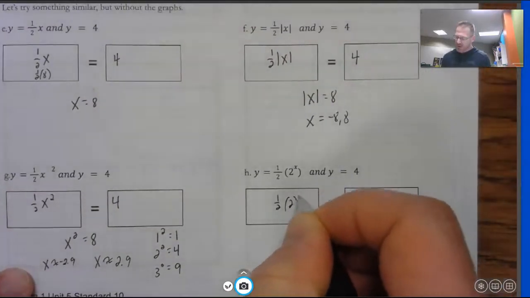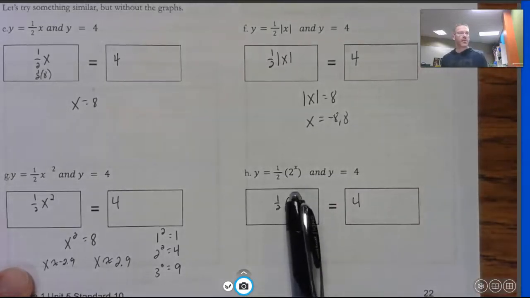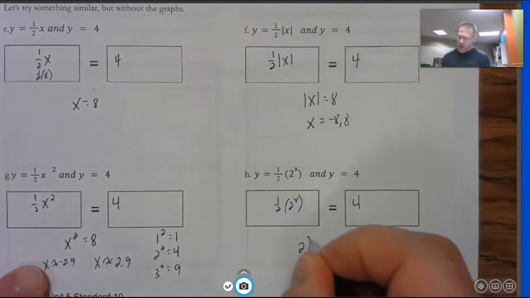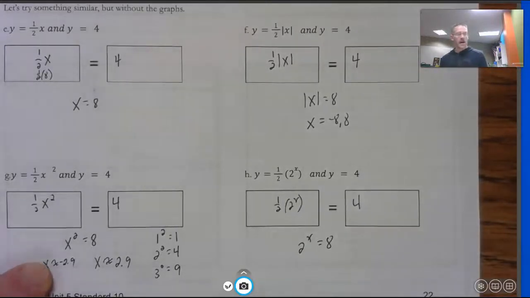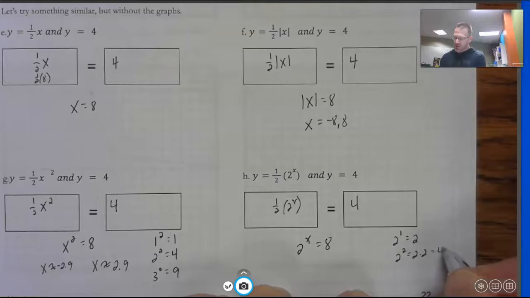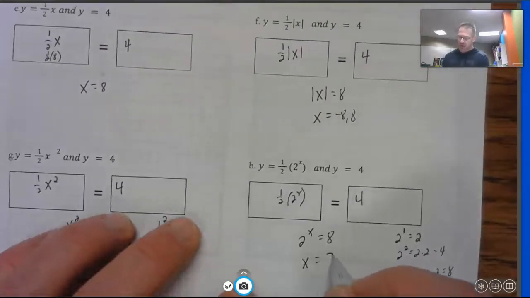All right, so let's go to this, right? 1/2 times 2 to the x is equal to 4. So once again, half of what is 4? 8. All right, so 2 to the x is 8. And once again, if we go through our powers of 2, 2 to the first power is 2. 2 squared is 2 times 2, which is 4. All right, 2 to the third power is 2 times 2 times 2, which is 8. So that means this would be x equals 3.